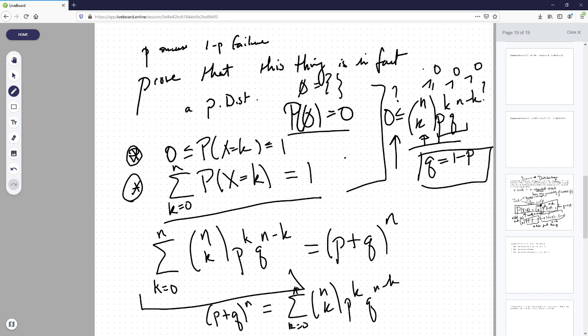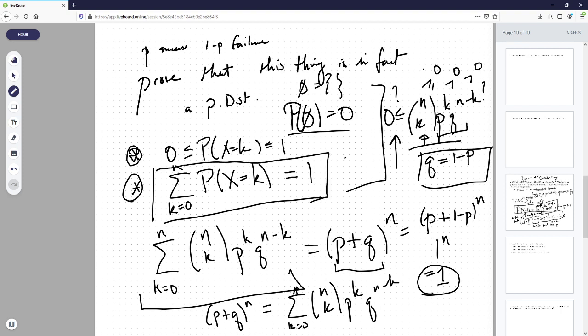And so what we can do here is remember that q is 1 minus p, so we're going to have p plus 1 minus p to the nth power, which is equal to 1 to the nth power, which is equal to 1. So as it turns out, the binomial distribution is in fact a probability distribution. And we've proven it by basically just a direct application of the binomial theorem.